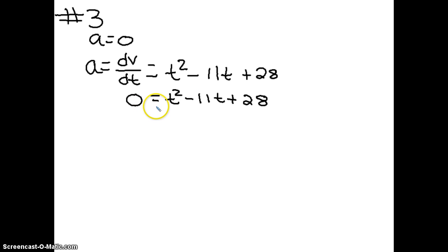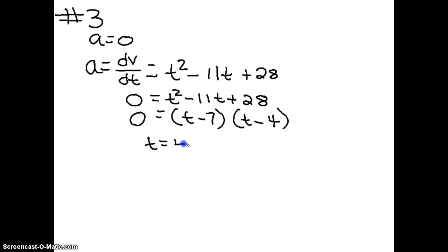So we tested the same places every time. Every time you're looking for maximum speed, you're going to test the beginning of the interval, the end of the interval, and for right now, every place the acceleration is 0. So this will factor into t minus 7 and t minus 4. So we know the acceleration is 0 at 4 seconds and at 7 seconds.